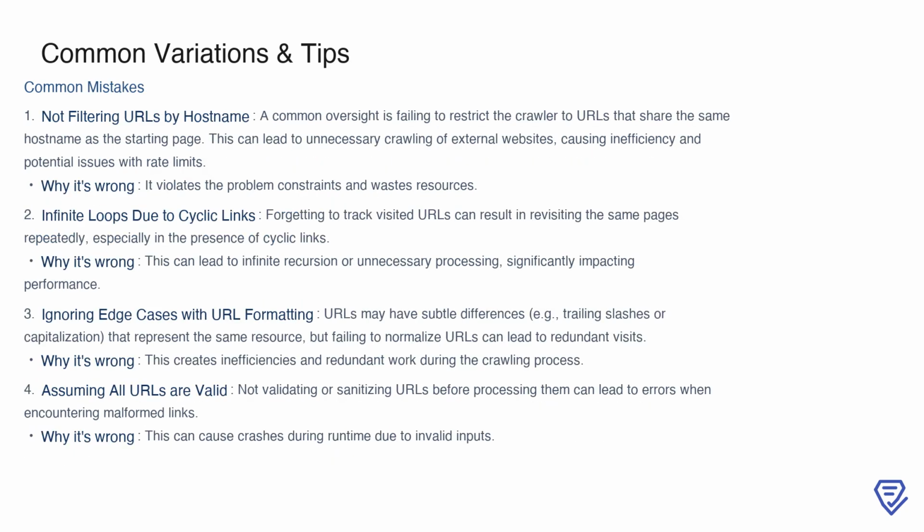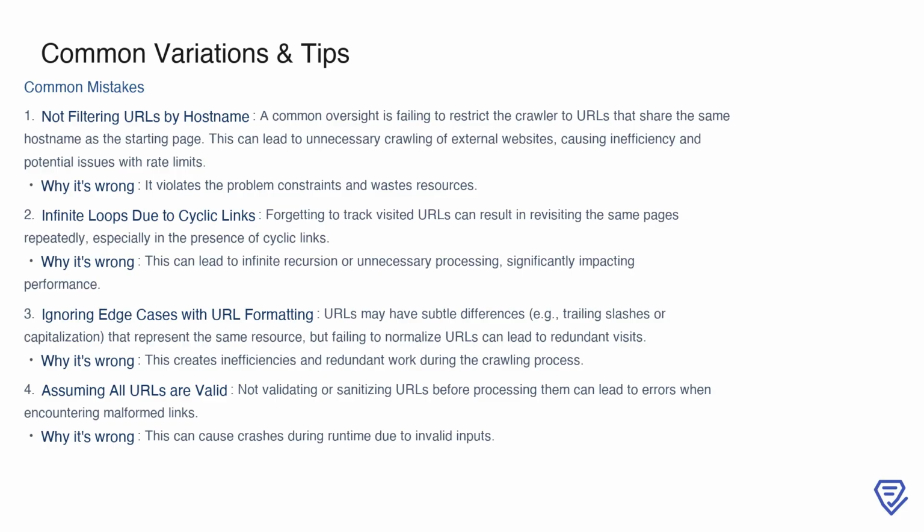One of the most common mistakes when implementing a web crawler is not filtering URLs by their hostname. If you don't restrict the crawler to URLs that share the same hostname as the starting page, it can end up crawling external websites. This not only violates the problem's constraints but also wastes resources and risks hitting rate limits.